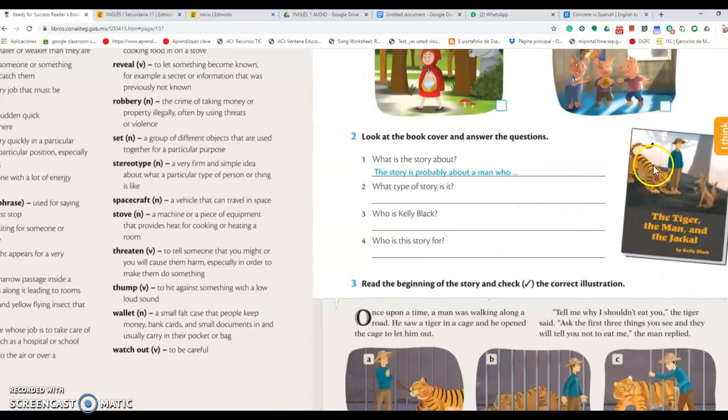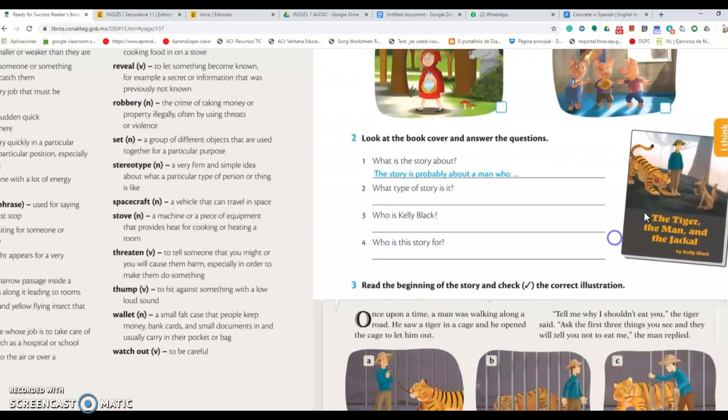Look at the book cover and answer the questions. Look at this book. The title of this book is The Tiger, the Man, and the Jackal. And it says by Kelly Black. So, what is the story about? The story is probably about a man who suddenly finds a tiger and a jackal in the woods. That could be one answer, one possible answer.